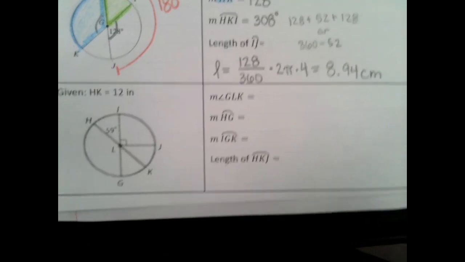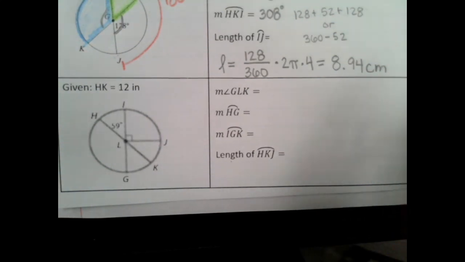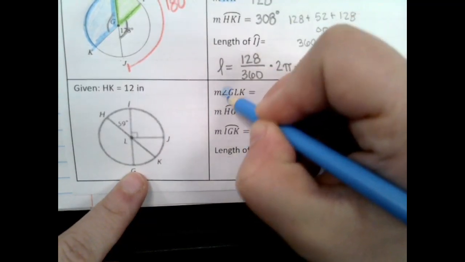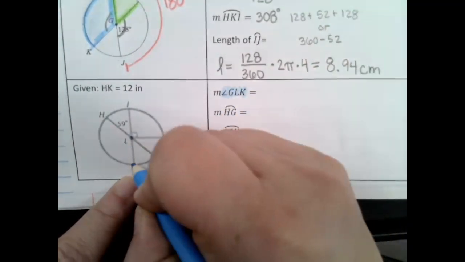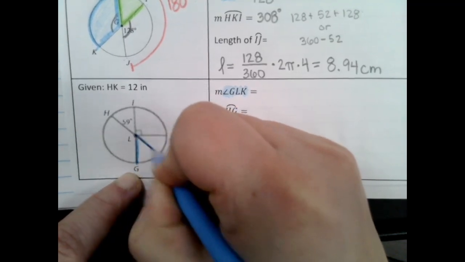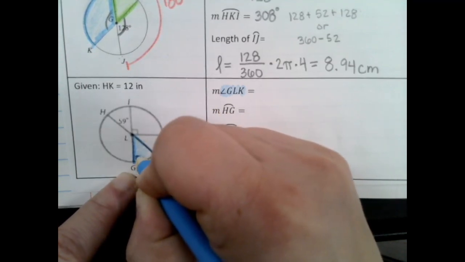All right, here we go, last one. If you want to work ahead, if you feel like you kind of get the idea of this and you want to work through it, do your problem solving techniques here. All right, to start off with, we have GLK. So G to L over to K. Okay, a couple ways we could do it.